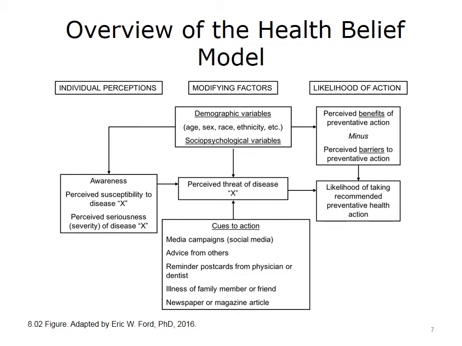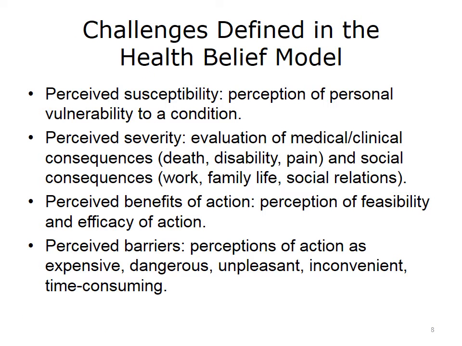So the first model we'll discuss in some depth is the health belief model. So what are the challenges defined in the health belief model? Well, the first two are the perceptual elements. This is how susceptible you believe you are to a particular illness. You often hear it said about teenagers, for example, that they believe themselves to be invincible. In other words, they have a low perception of their susceptibility to bad outcomes, particularly things that they view as being way later in life, things like heart disease and cancers.